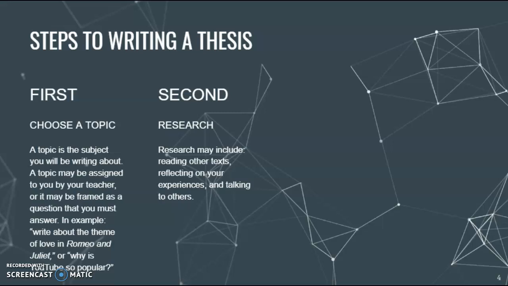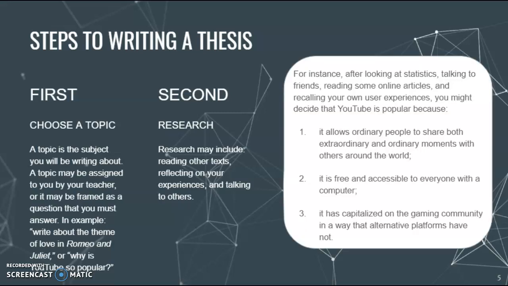Second, research. Research may include reading other texts, reflecting on your experiences, and talking to others. So what your research is depends on your topic. For Romeo and Juliet, you're probably going to focus on the play itself. For YouTube, for instance, you might include your own experiences as part of your background research. So research can take many forms.